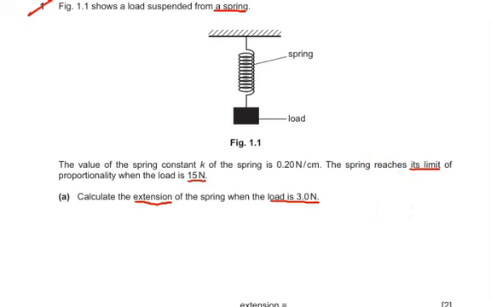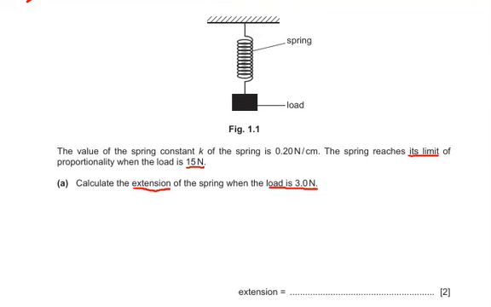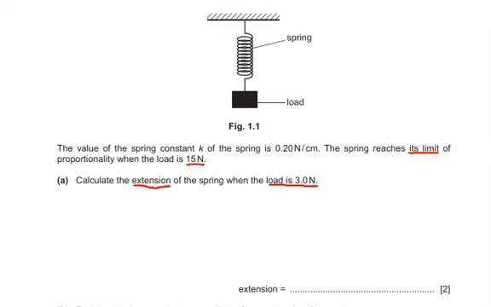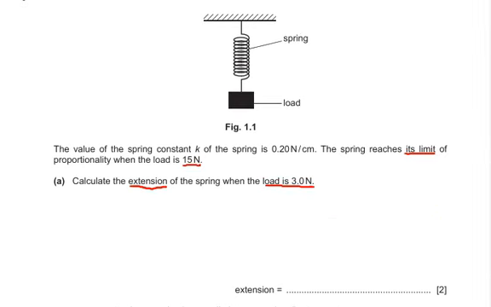Okay, let me scroll down. The mark is 2 marks here for this question. Okay, so the formula that you have to use for this question is F equals Kx. The K is the spring constant and the X here is the extension.